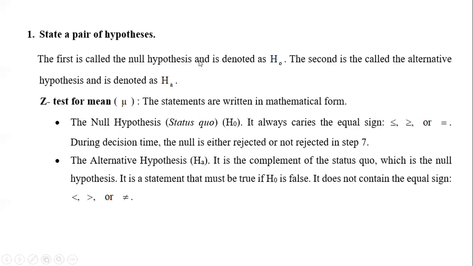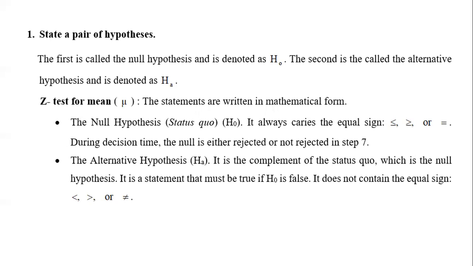So the first step is to state a pair of hypotheses. The first is called the null hypothesis, denoted as H sub 0, and the second is called the alternative hypothesis, denoted as H sub A. For the z-test for mean mu, the statements are written in mathematical form, right? The worded form has to be converted to mathematical form.